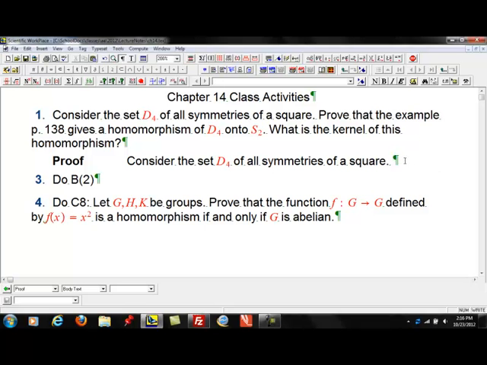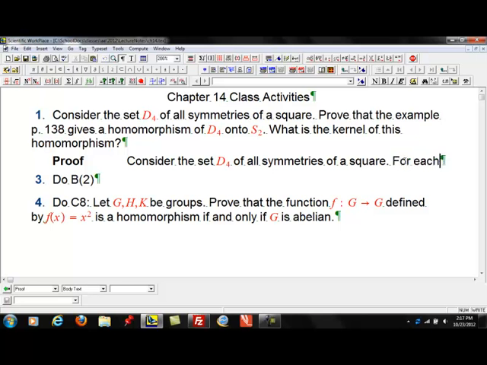Okay, so what function did they suggest here on page 138? I'm talking about the permutations at the bottom of page 138. You're looking at one example earlier. Yeah. And so we have to first of all define f.